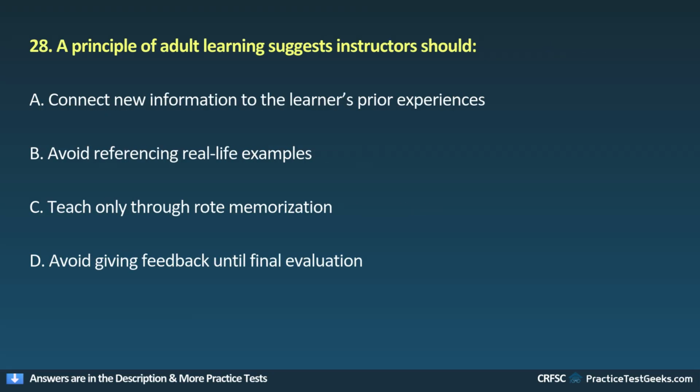28. A principle of adult learning suggests instructors should A. Connect new information to the learner's prior experiences. B. Avoid referencing real-life examples. C. Teach only through rote memorization. D. Avoid giving feedback until final evaluation.